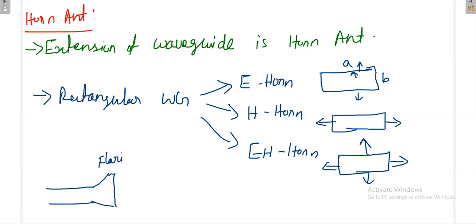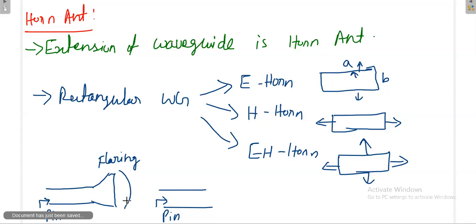Then what is the need of doing flaring? If I simply keep it here, this is the waveguide. I am feeding the power here. This is power input. Here also I can give power input. But this has the ability to radiate the power into space, but this will not radiate. Why? Because once you flare, you are changing the impedance at the terminal. By means of flaring, you are changing the impedance at the terminal in such a way that the impedance at this terminal is equal to the impedance of free space.